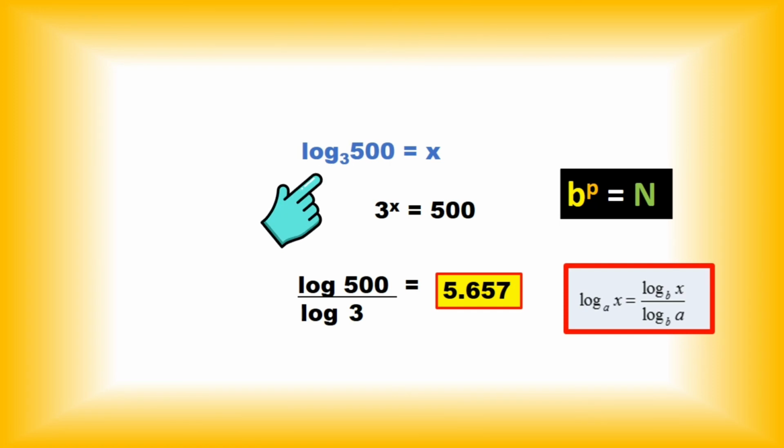Convert log base 3 of 500 to exponential form. 3 raised to the power of x is equal to 500. Pag ganito ang format niya, pwede rin gamitin ang change of base rule. So log 500 over log 3 is equal to 5.657. Same pa rin ang answer.